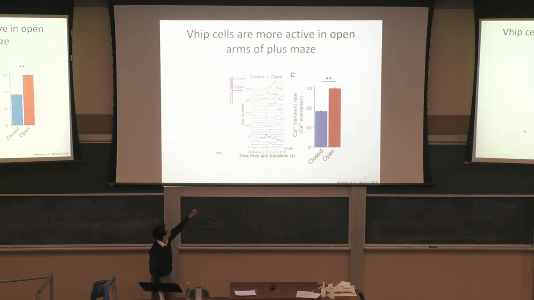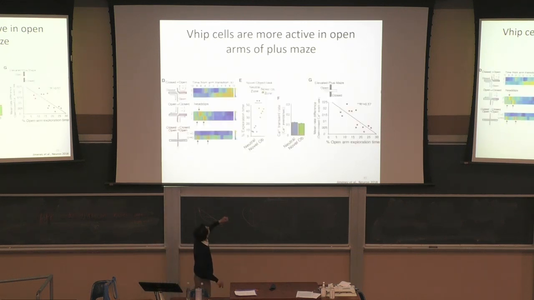And they also quantified that and showed that the number of calcium transients, or peaks of this GCaMP fluorescence, is higher in the open arm than in the closed arm. So further quantifying that initial effect. So cells seem to be more activated in the open area.